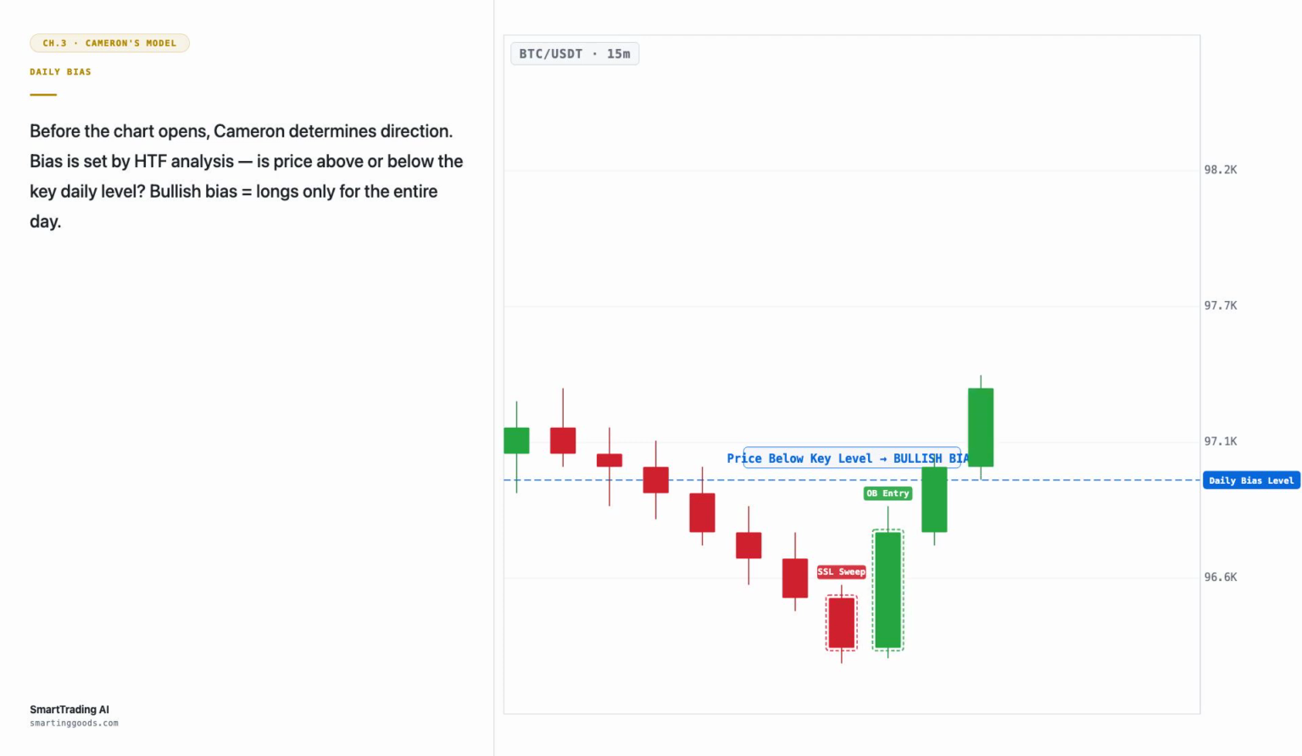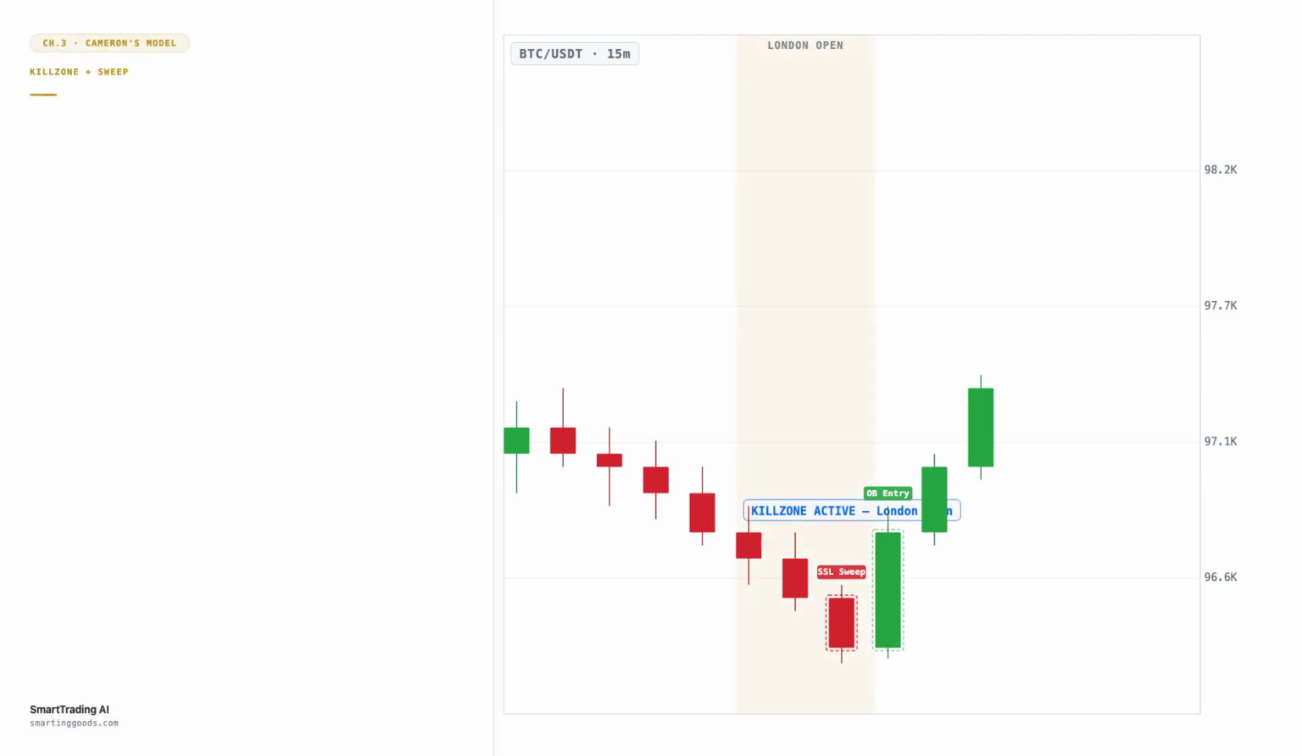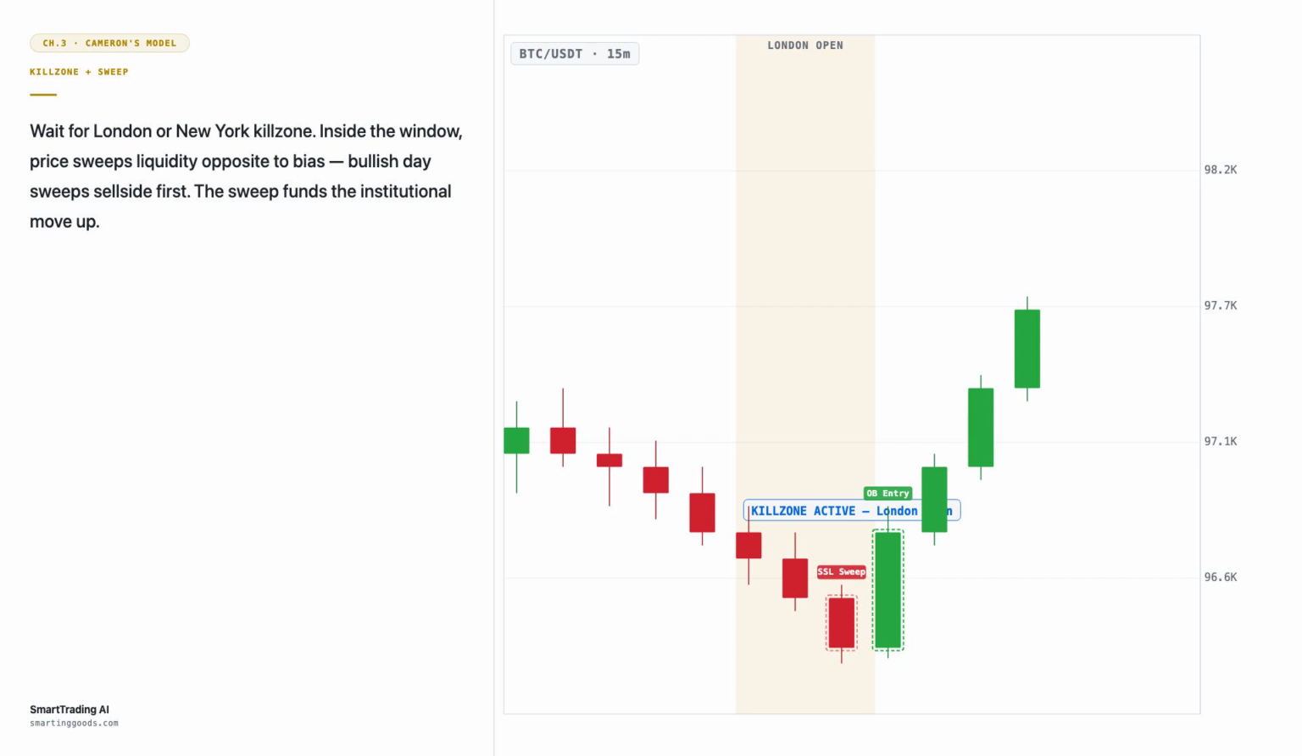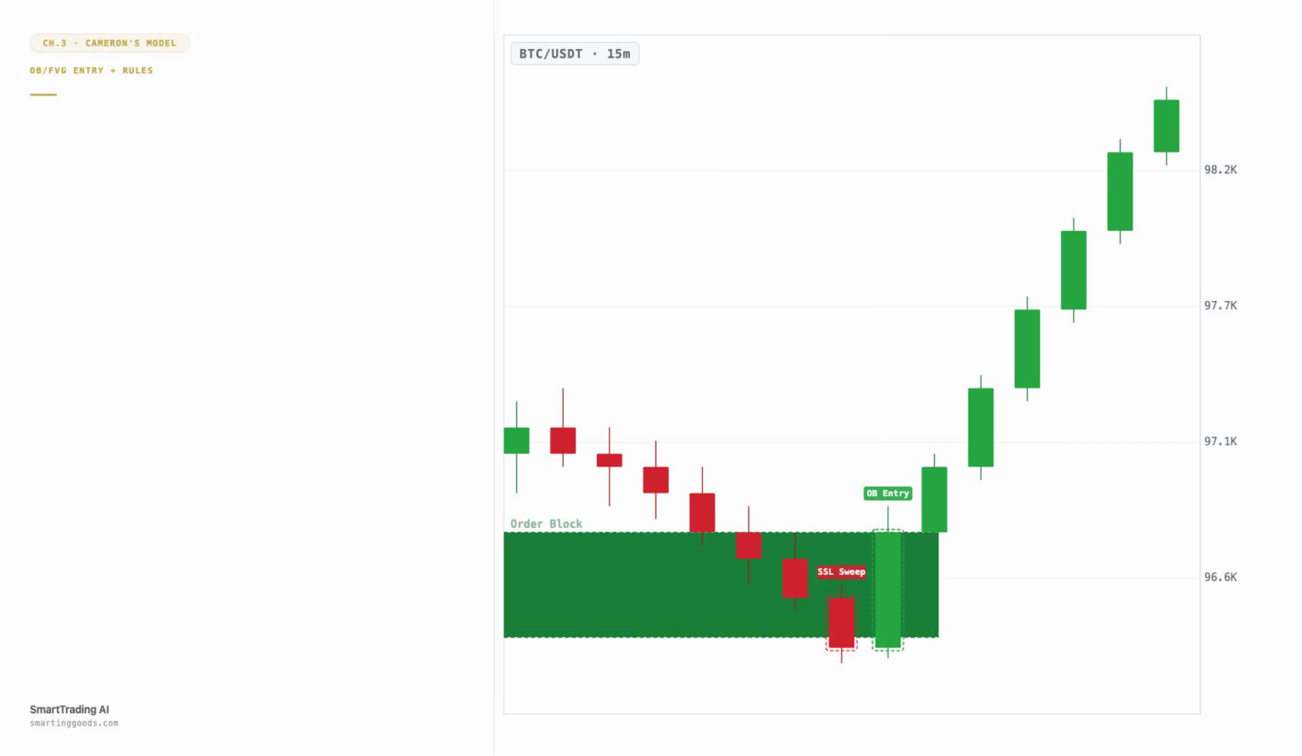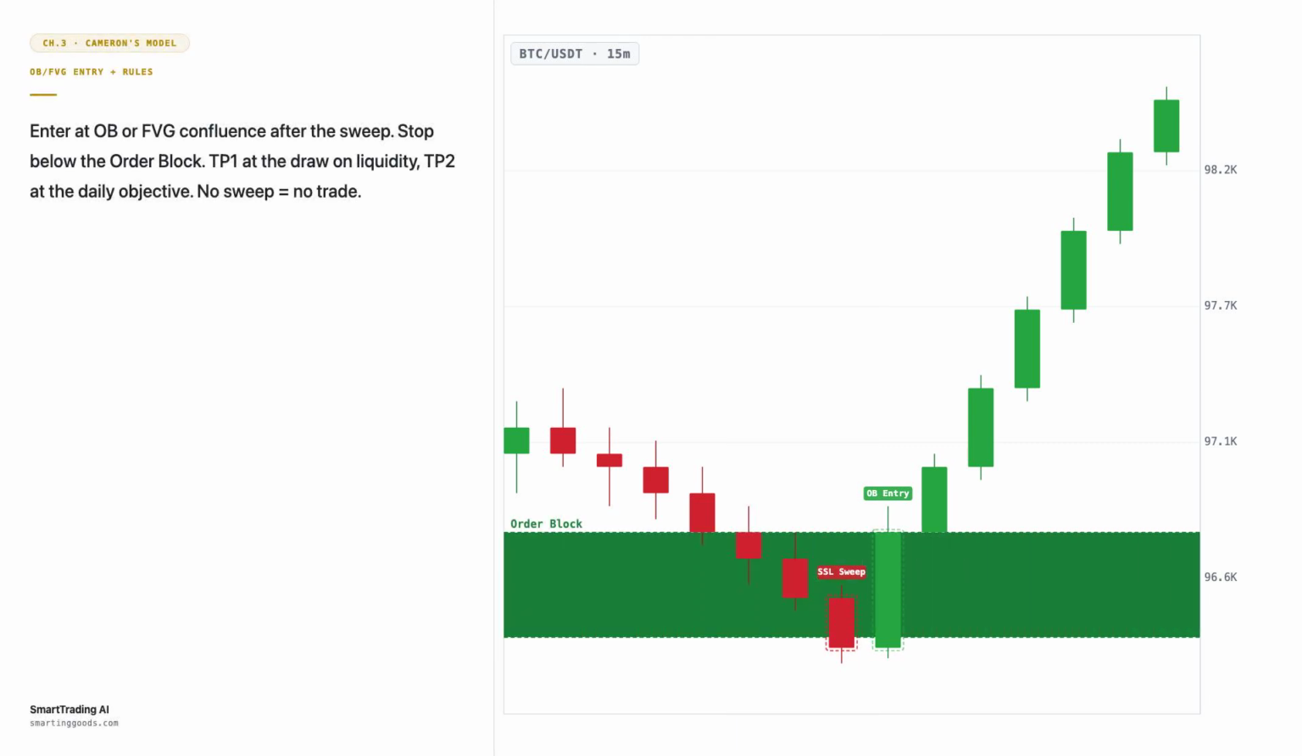Step 2. Wait for the kill zone. London or New York kill zone opens. You do not touch a trade before this. The kill zone is when institutions are active and ready to deliver price to the daily objective. Step 3. The liquidity grab. Inside the kill zone, price sweeps the liquidity opposite to your bias. Bullish day? Price sweeps down into sell-side liquidity first. This is the manipulation phase. An order block forms in the sweep zone. A fair value gap is created by the reversal move above.